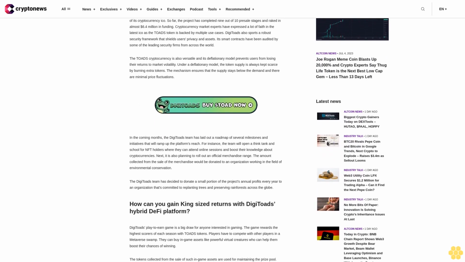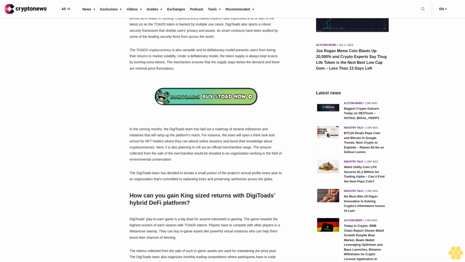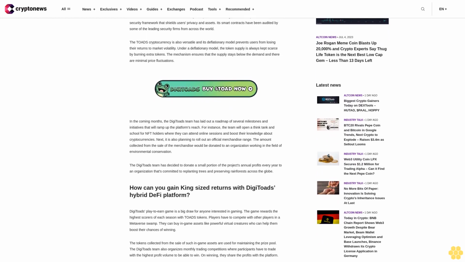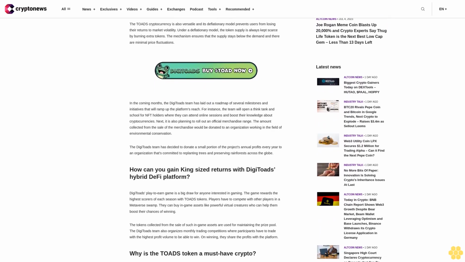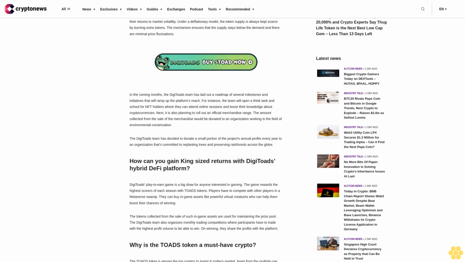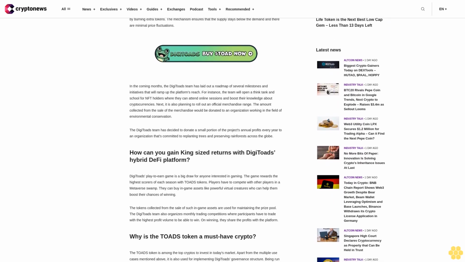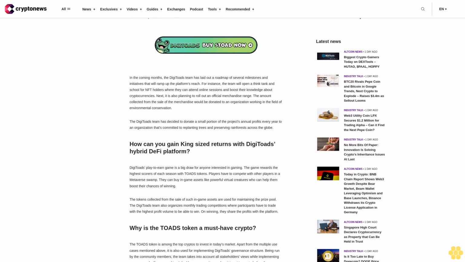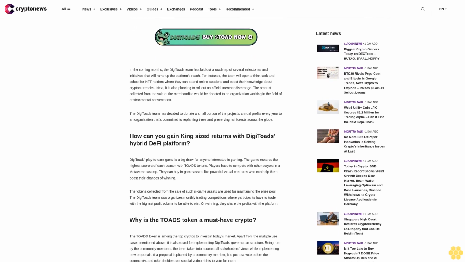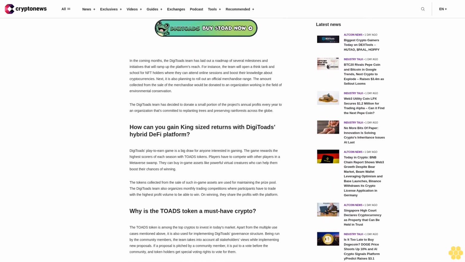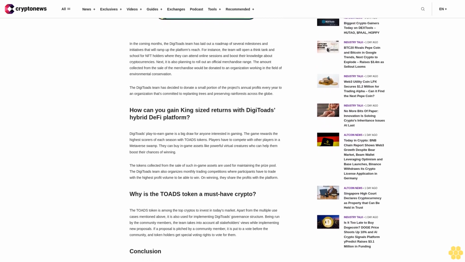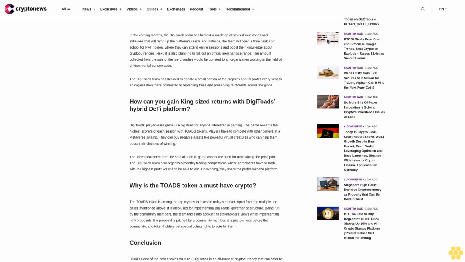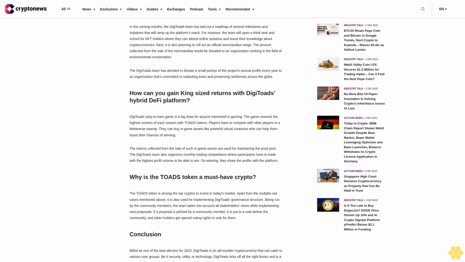Another reason why DigiToads has been hitting the headlines so often in the recent past is because of its cryptocurrency ICO. So far, the project has completed 9 out of 10 presale stages and raked in almost $6.4 million in funding. Cryptocurrency market experts have expressed a lot of faith in the latest ICO as the Toads token is backed by multiple use cases. DigiToads also sports a robust security framework that shields users' privacy and assets. Its smart contracts have been audited by some of the leading security firms from across the world.